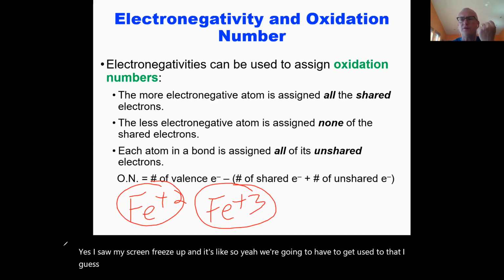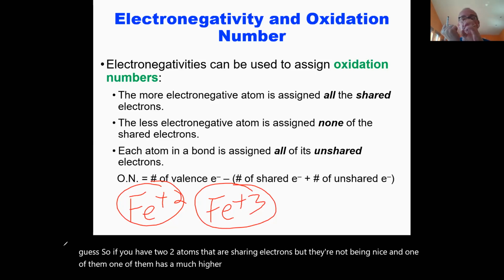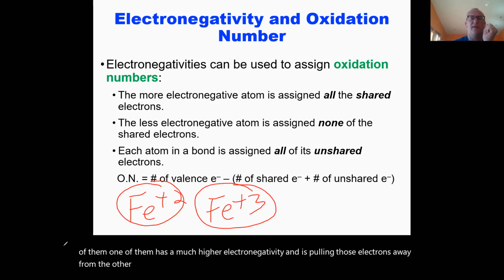So if you have two atoms that are sharing electrons, but they're not being nice, and one of them has a much higher electronegativity and is pulling those electrons away from the other atom, we say that we assign it an oxidation number.